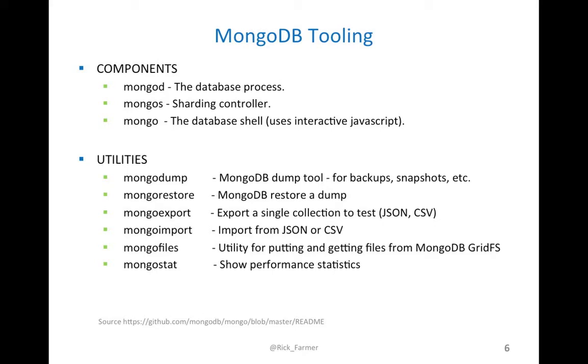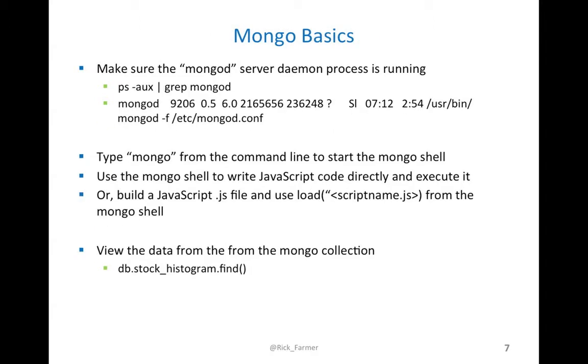The Mongo tooling has three main components: the mongod, which is the database process, you need to have that running; the mongos, the sharding controller when you have multiple machines; and then mongo, which is just the database shell, allows you to use interactive JavaScript back and forth. Mongodump lets you take a snapshot, but the thing we're most interested in here is mongoimport, which allows us to import our CSV file.